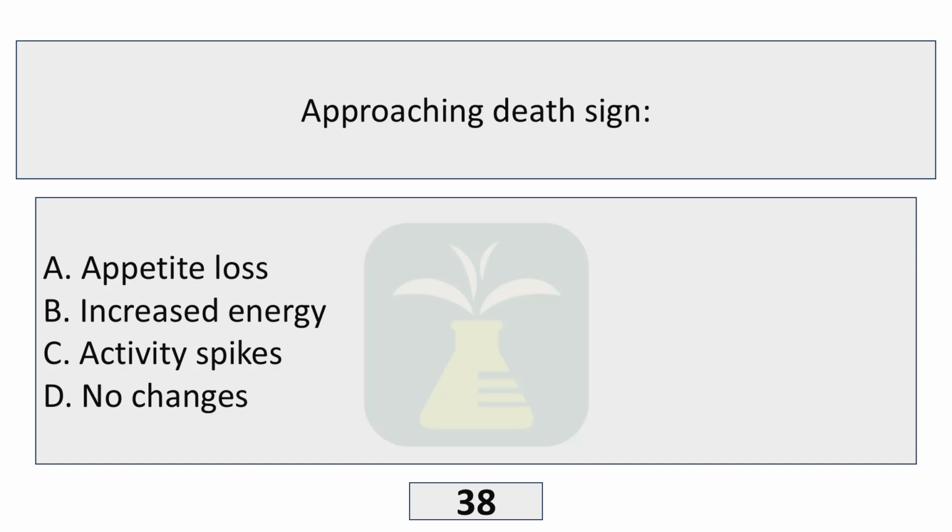Approaching death sign. A. Appetite loss. B. Increased energy. C. Activity spikes. D. No changes. Correct answer, A. Appetite loss. Reduced intake is common as bodily functions slow.